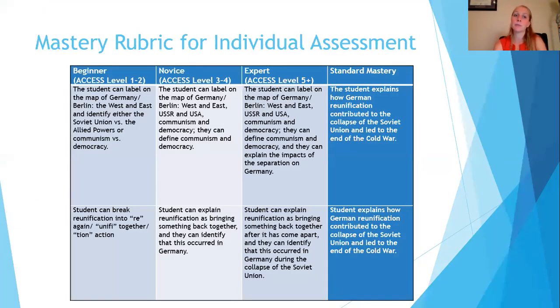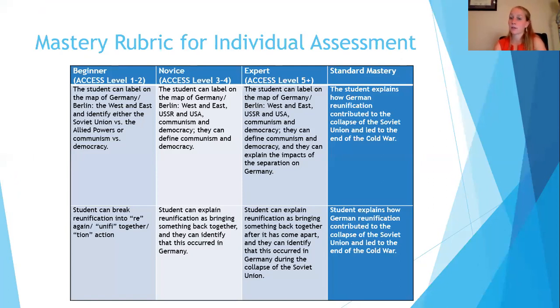And then I've come up with this mastery rubric for individual assessment. So if you look on the right side on my standard mastery, the full standard is for students to explain how German reunification contributed to the collapse of the Soviet Union and led to the end of the Cold War.